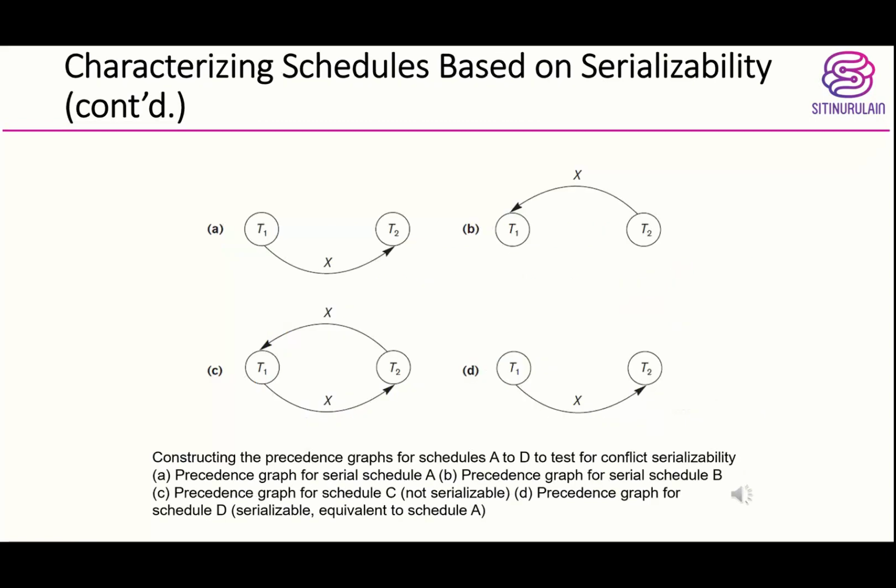The slide shows constructing the precedence graphs for schedules A to D to test for conflict serializability. A. Precedence graph for serial schedule A. B. Precedence graph for serial schedule B. C. Precedence graph for schedule C, not serializable. D. Precedence graph for schedule D, serializable, equivalent to schedule A.